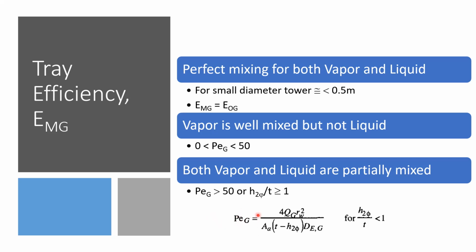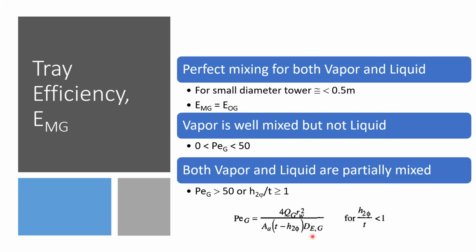So the Peclet number of the gas phase equals 4 times the volumetric flow rate of the gas phase. RW, if you remember, is the distance between the weir and the center of the tray, how far the weir is from the center. AA is the active area. T is the tray spacing. H2 phi is the parameter related to entrainment. And we have DEG, which is basically the gas phase eddy diffusivity.